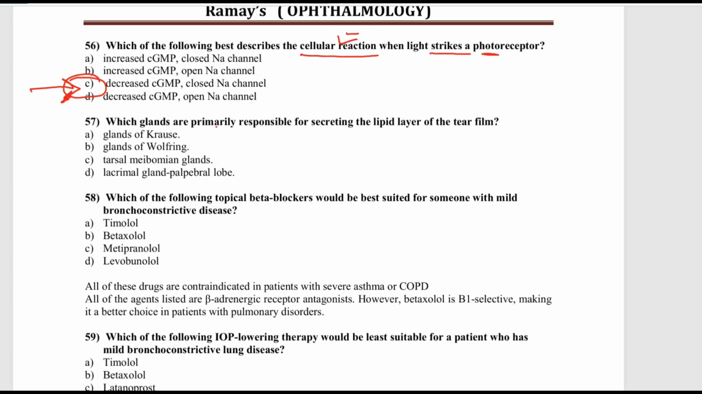So the next question is, which gland is responsible for secreting the lipid layer? We have studied this already. What are the options? Gland of Krause, Wolfring, dorsal meibomian gland, and the lacrimal gland, palpebral lobe. The correct option here is the meibomian gland.